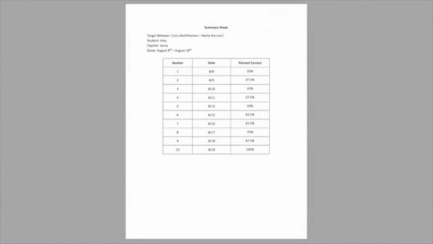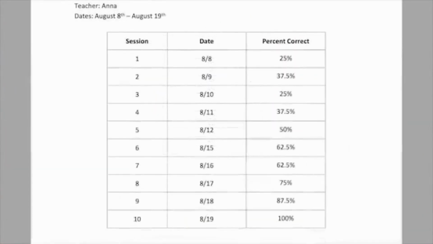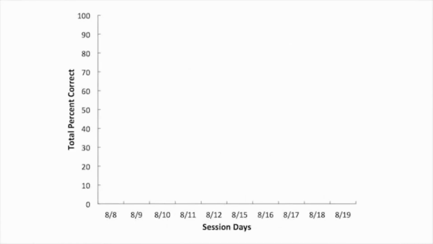Now, the actual plotting of percent correct data is really easy. On the summary sheet, we see that Joey scored 25% correct for his first session. So, draw a dot at the 25% mark above the date for that first session. Then, continue doing the same thing for the remaining 9 sessions. Now, connect the dots with a line, and voila! We have a graph of Joey's first 10 sessions of coin identification.